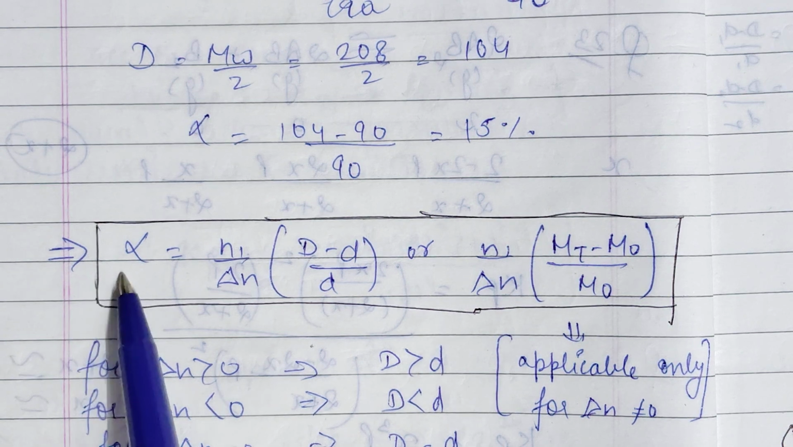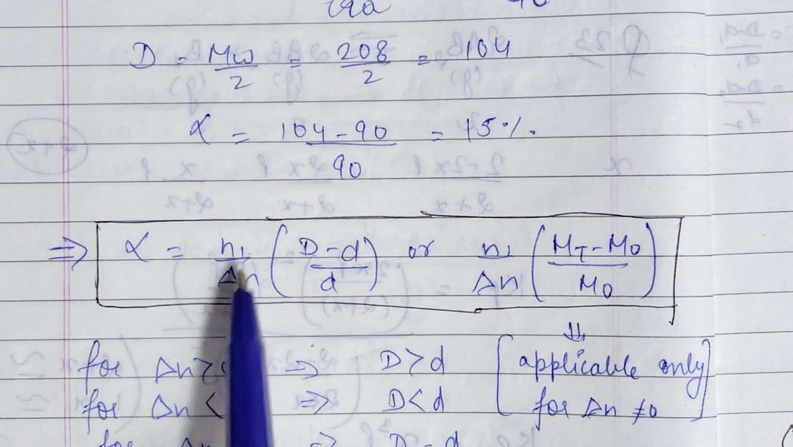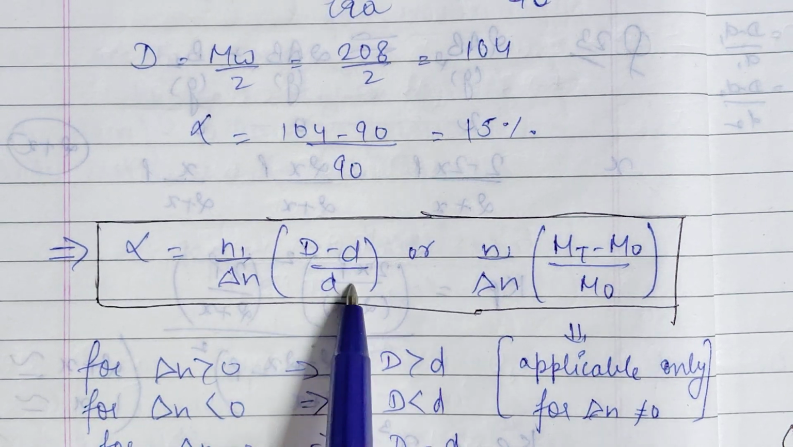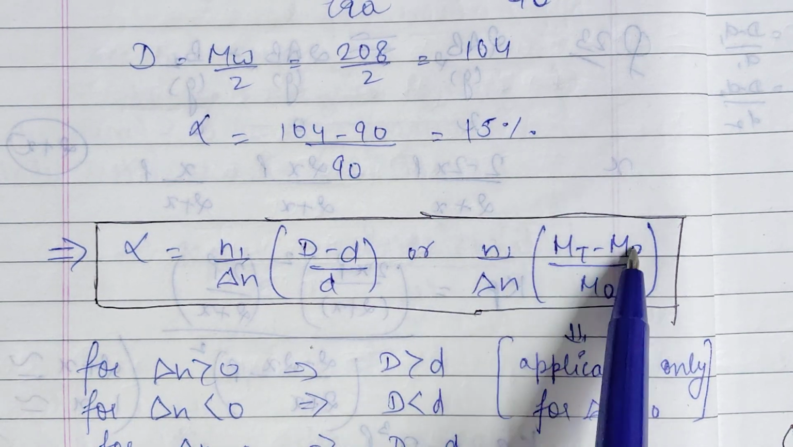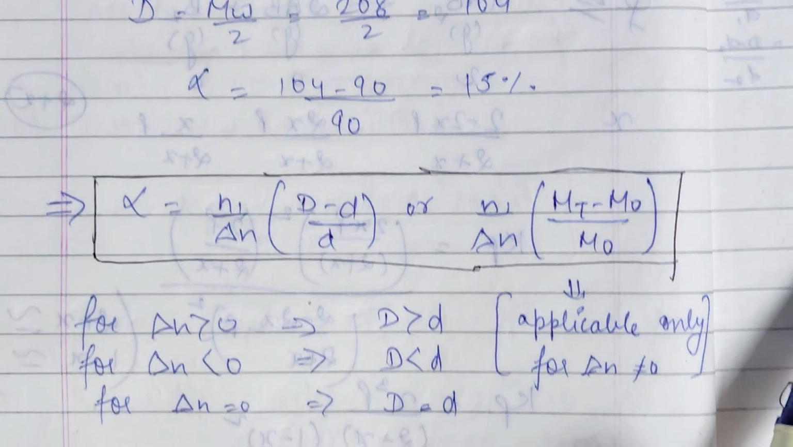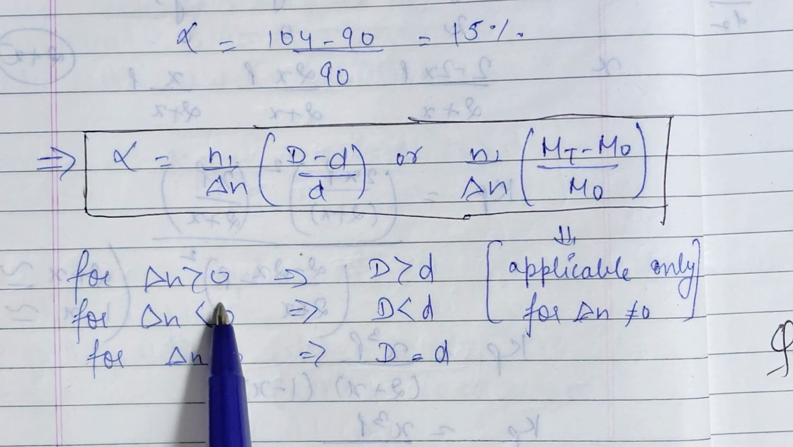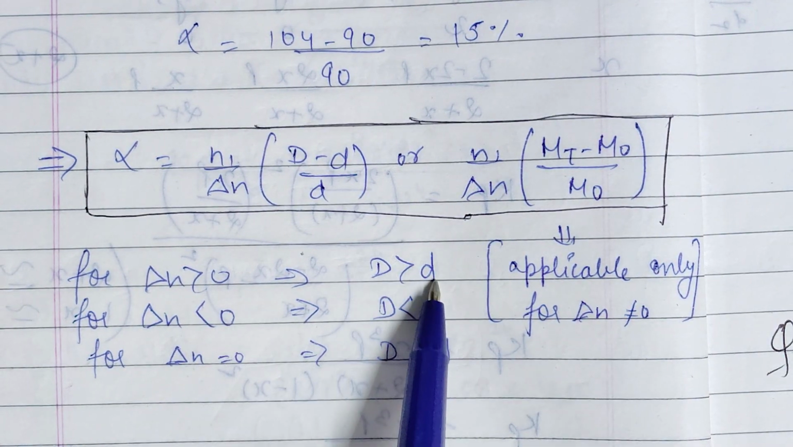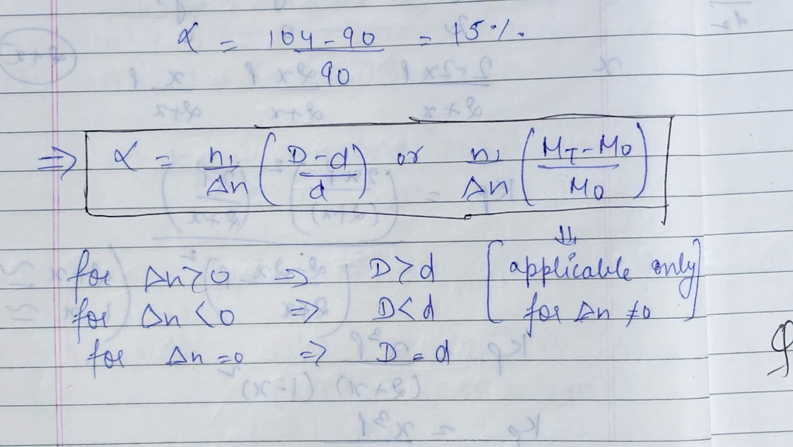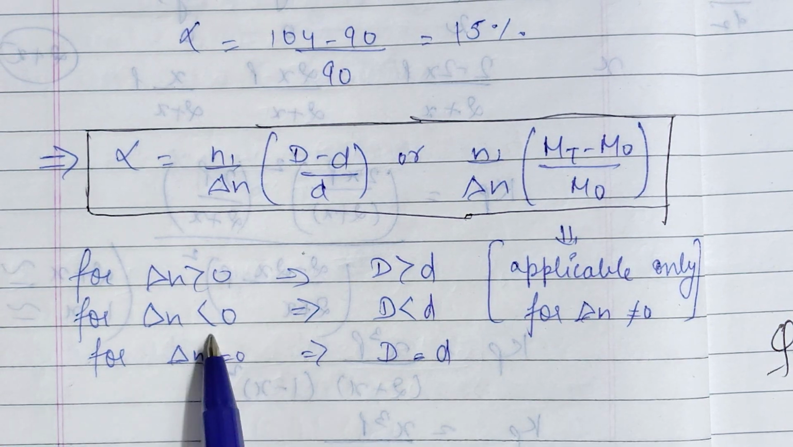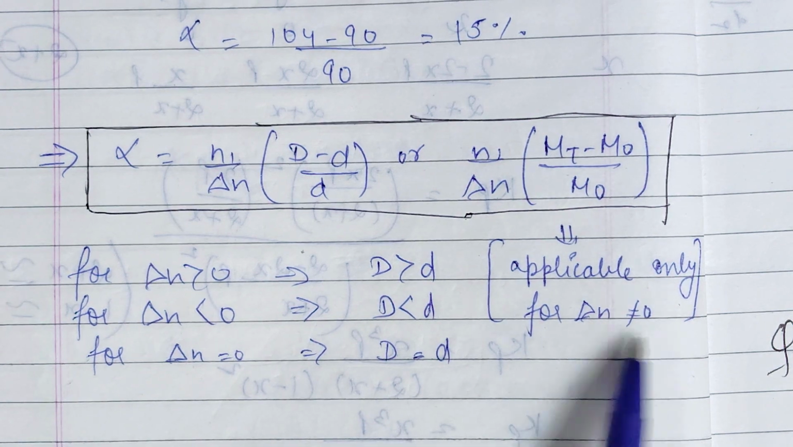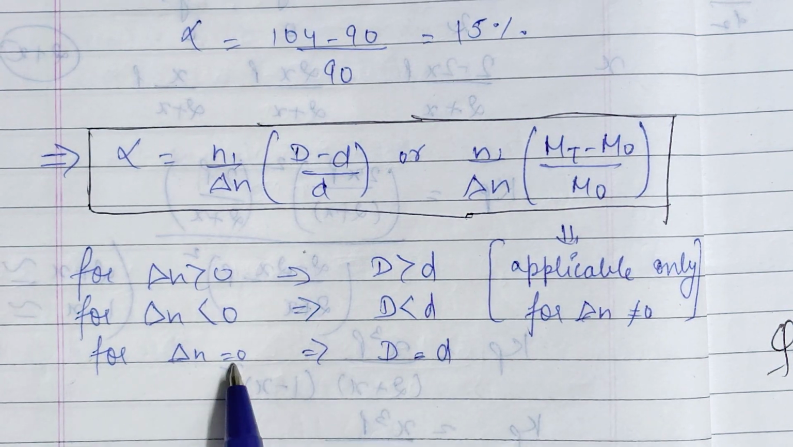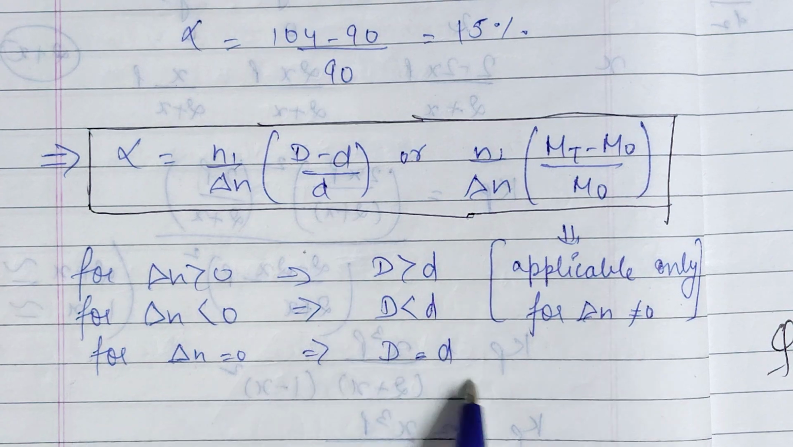So alpha equal to n1 upon delta n, D minus d upon d, or n1 upon delta n, Mt minus M0 upon M0. For delta n greater than 0, capital D is greater than small d. Applicable only for delta n not equal to 0. For delta n less than 0, capital D is less than small d. For delta n equal to 0, capital D equal to small d.